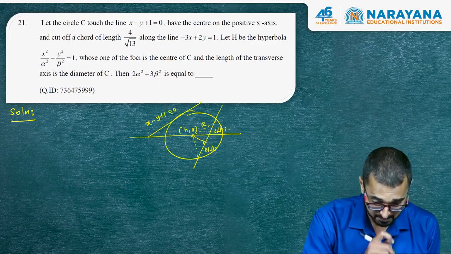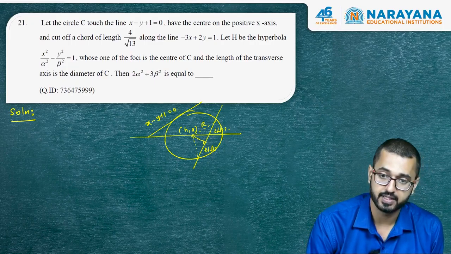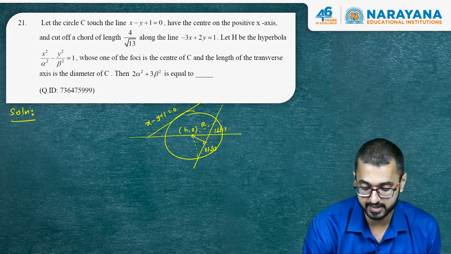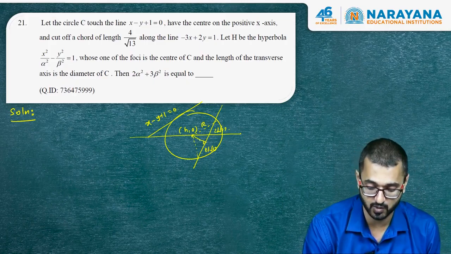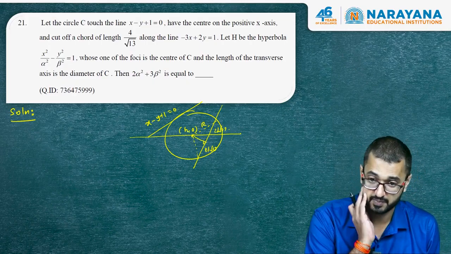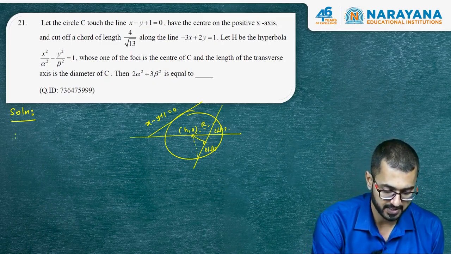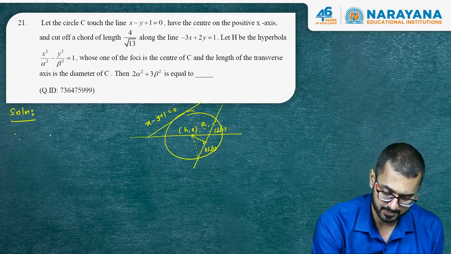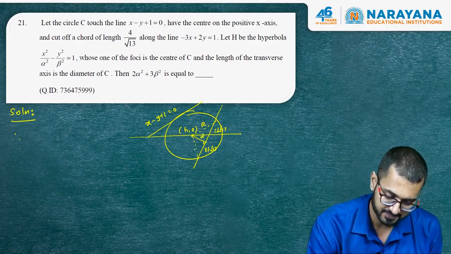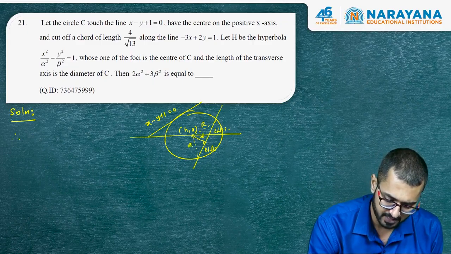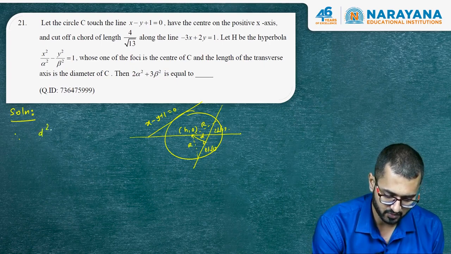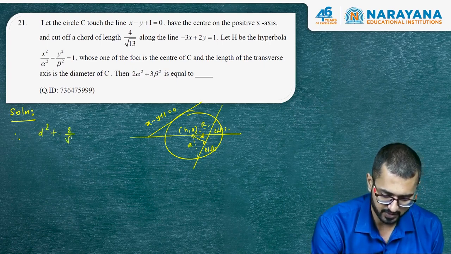So now what we will do, we'll first try to get two conditions. One is that we can use the formula for the length of the chord, and second is we can apply the condition of tangency. Our goal is to get h. So we can write, suppose this is my distance d, okay, this is r, so we can write d square plus (2 by root 13) square is equal to r square.